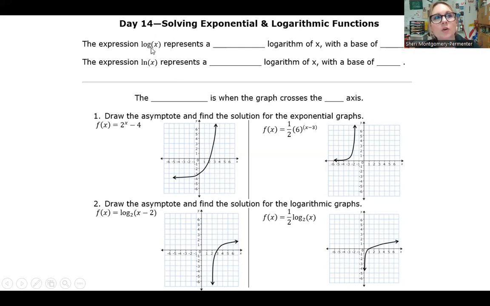If you have log with no base, that represents what type of logarithm? Common, very good. A common log. And what is the base when the base isn't shown? 10. Good job. What about ln? What type of log is that? Natural log. And a natural log has a base of what? E.